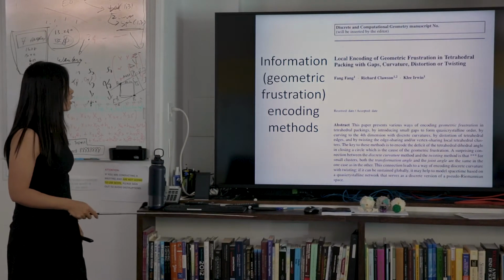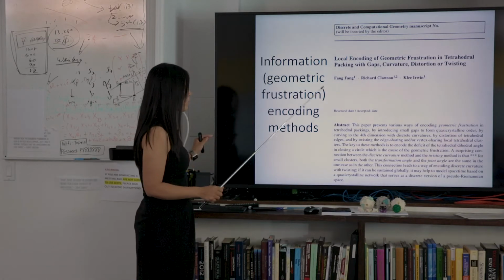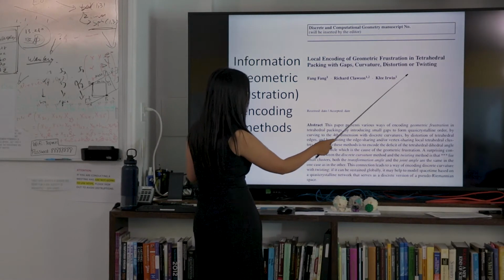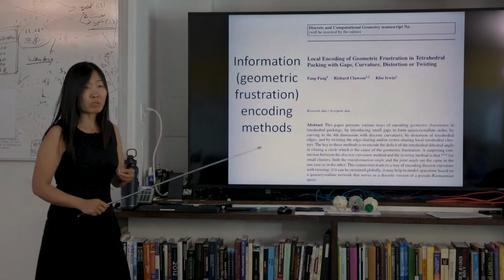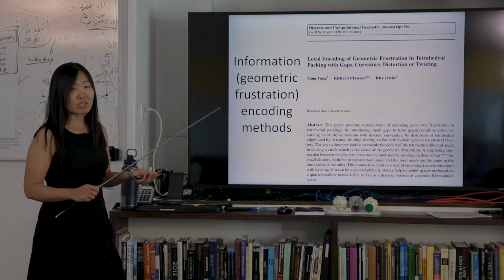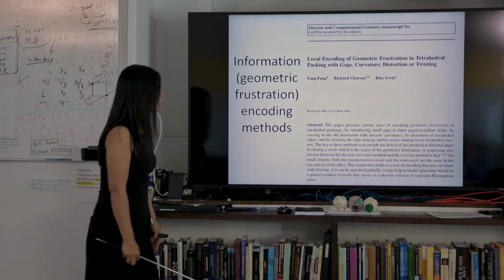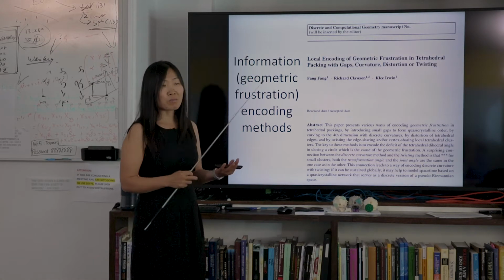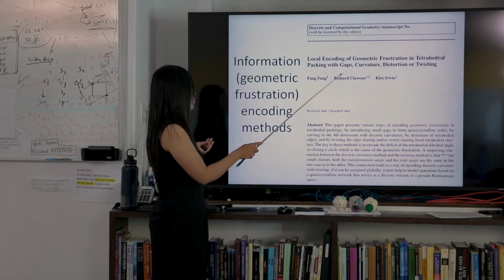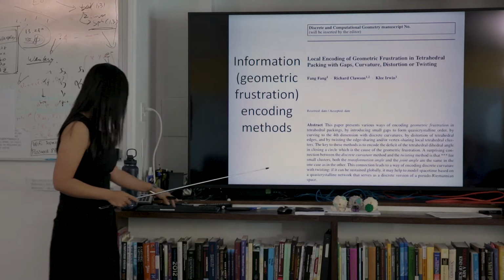Really I'm going to talk about the method of encoding the geometric frustration in tetrahedral packing with these 4 methods: gaps or curvature, distortion, or twisting. Clea already mentioned a little bit about that. Geometric frustration is more in material science, like soft matter, polyhedron packing and all that. But here, because we're talking about math and physics, that's why I changed the geometric frustration to information. I'll explain later why.